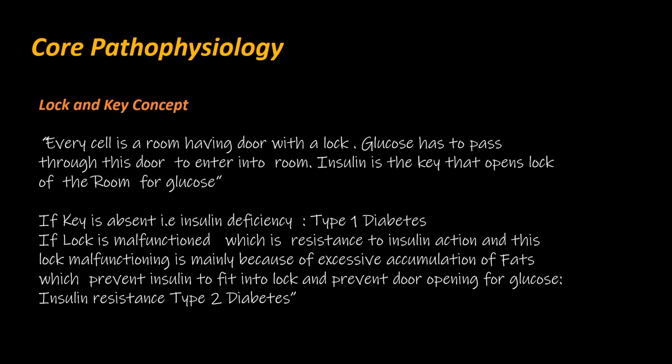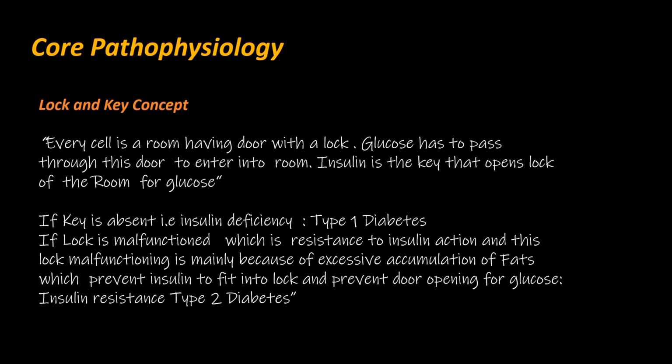So core pathophysiology, take the example of lock and key concept. Suppose every cell is a room having a door with a lock. Glucose has to pass through this door to enter into the room. Insulin is the key that opens the lock of the room for glucose to enter into the cell, to enter into the tissue, to provide fuel for ATP production for energy generation.